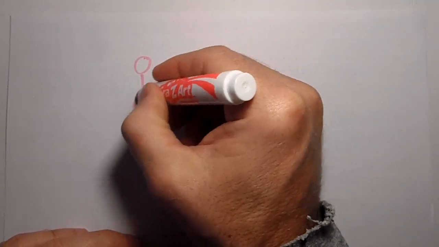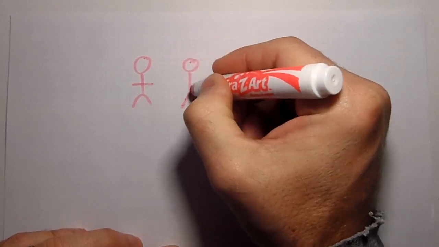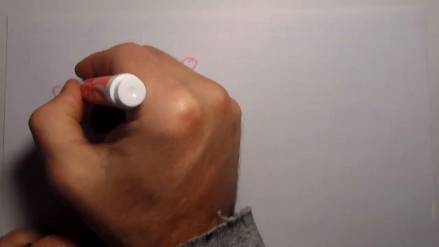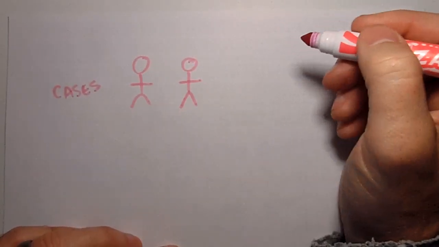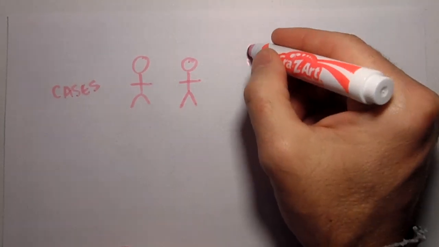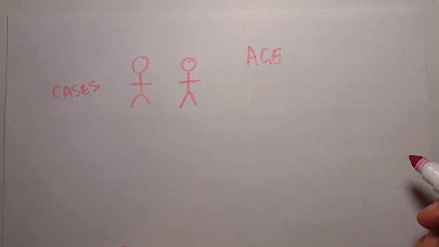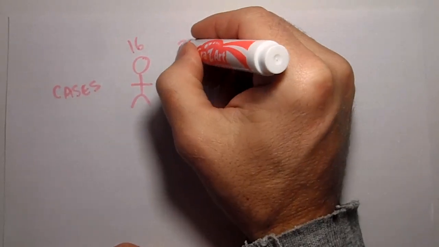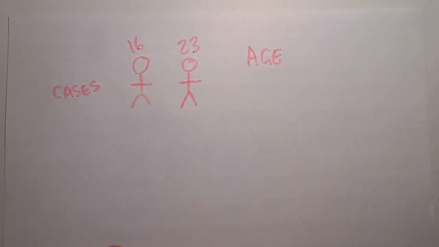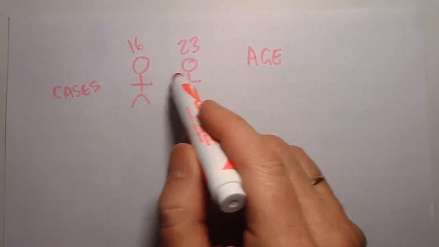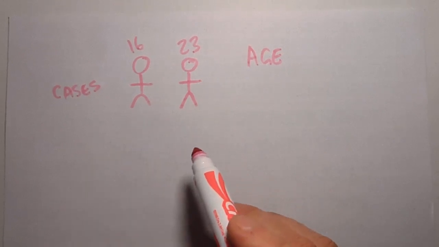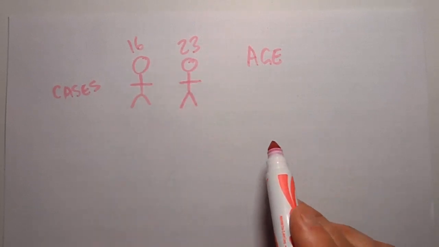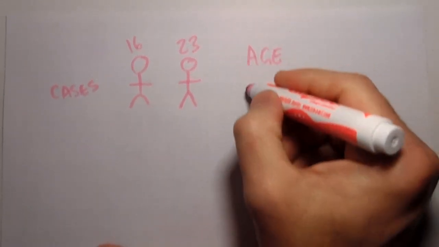Let's say we have two people, and these are two cases. And let's look at just two variables to keep it simple. One variable is age. Every human has an age. We'll say this person is 16, and we'll say this person is 23. Age is a condition that every person has, and it varies from person to person. You can measure it in years, you can measure it in seconds. However you measure it, it's going to be a little bit different for each person.